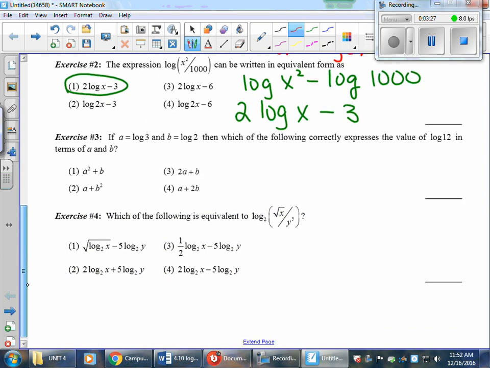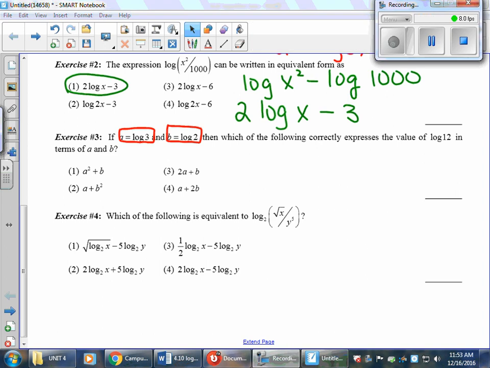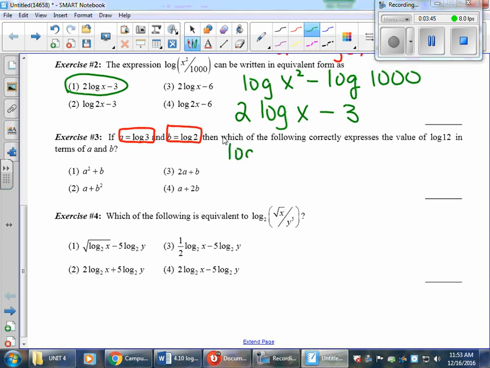Looking at exercise 3, if A equals log 3 and B equals log 2, which of the following correctly expresses the value of log 12 in terms of A and B? You've got to put this in terms of A and B. Log 12 is the same thing as log of 4 times 3. That's the first thing that comes to my mind, but I don't have the log of 4 here. I do have the log of 2. So this is the same thing as the log of 2 times 2 times 3.